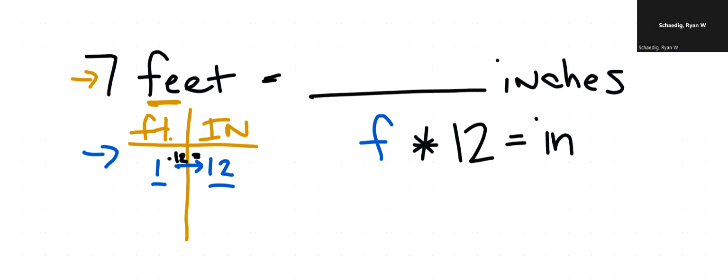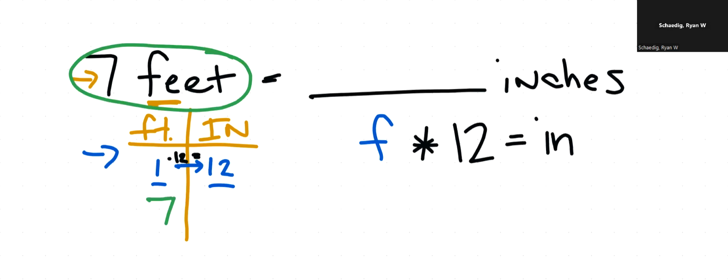And what I'm going to do is this is what we know. We know we have 7 feet. So I'm going to come to my T chart and I'm going to put 7 in the feet column. What I don't know is how many inches that is. But what's great about that is I have a formula right here that tells me the answer, because what this is telling me is that I'm going to substitute and then solve. I'm going to substitute this variable of f for feet with a 7 because that's what I have.